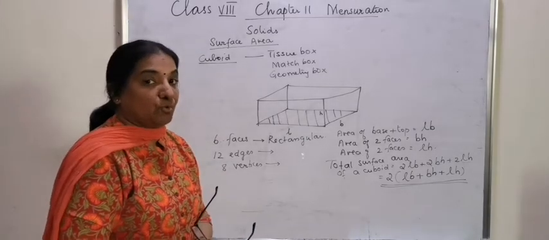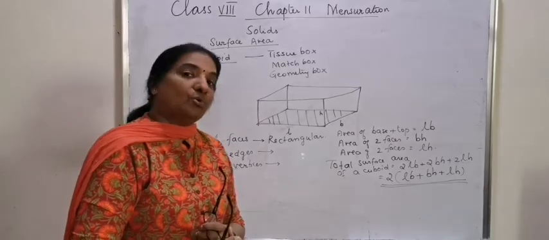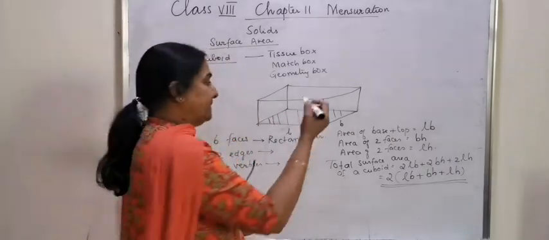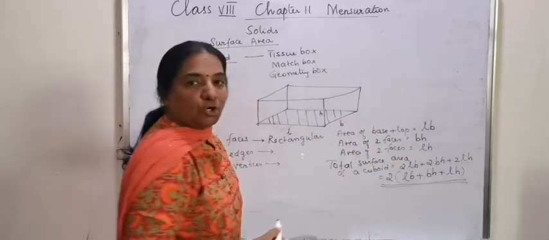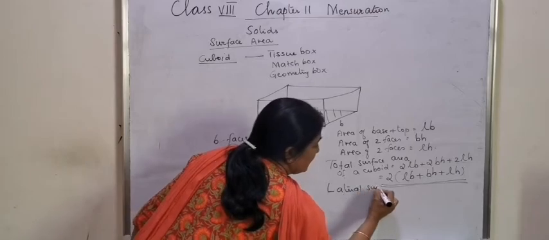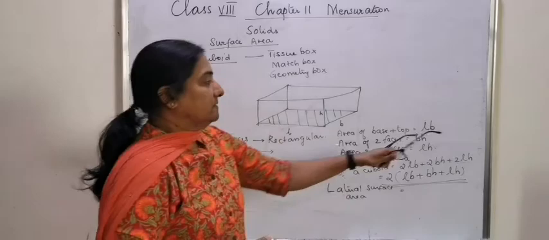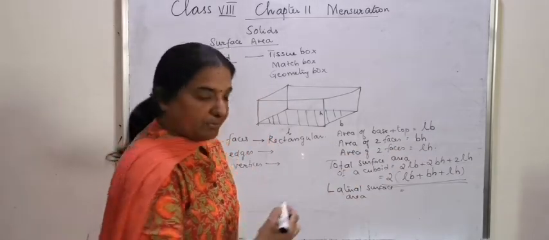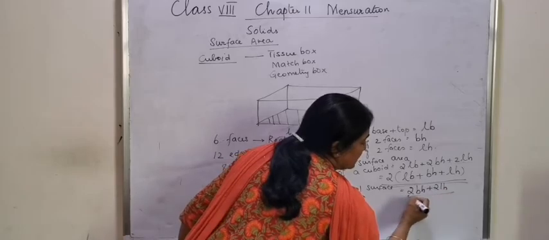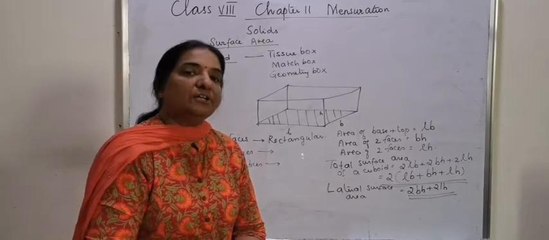Suppose you want to find only the lateral surface area, that is only the surface area which is on the sides, excepting the base and the top. What is the lateral surface area? You can avoid the base as well as the top. It is 2BH plus 2LH. That will be the lateral surface area of a cuboid.